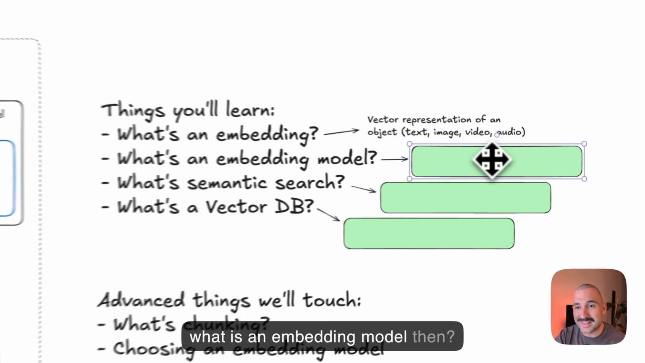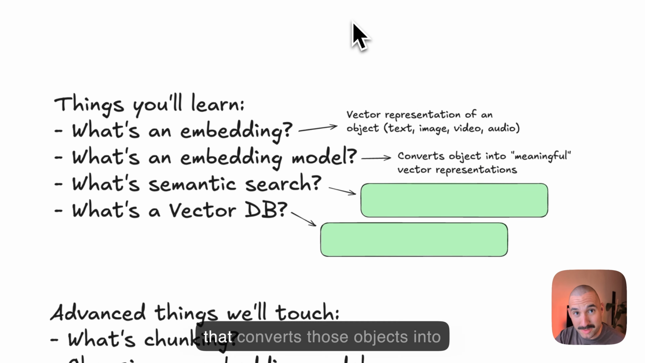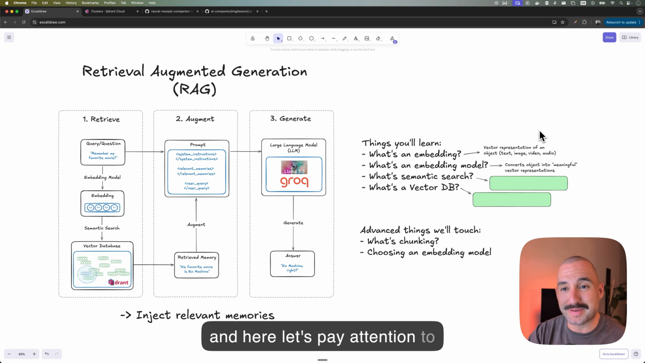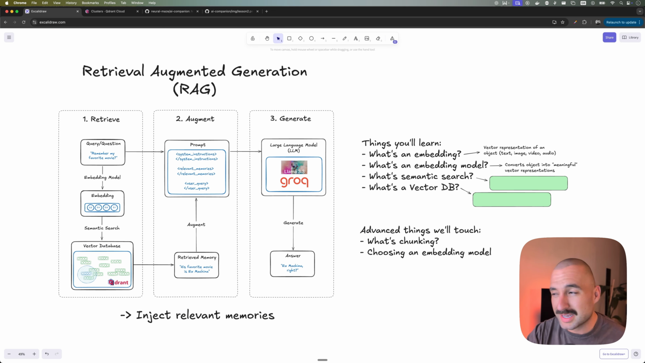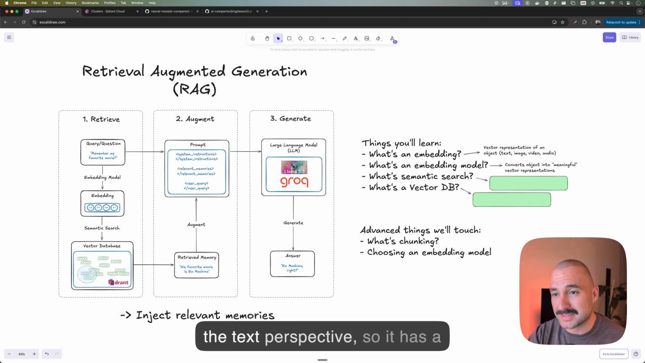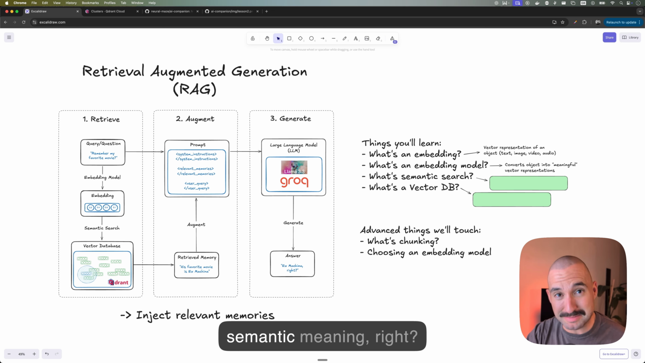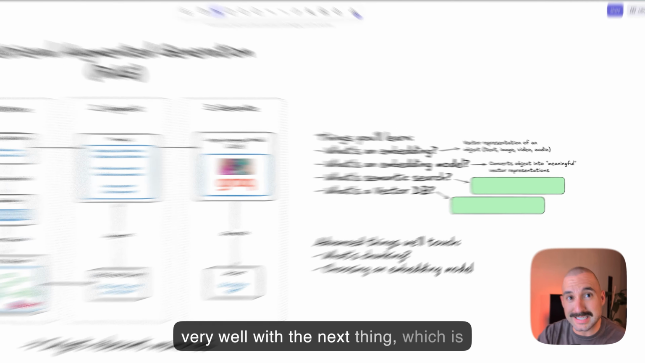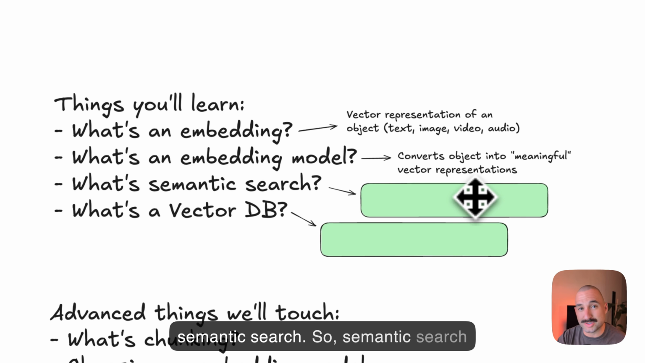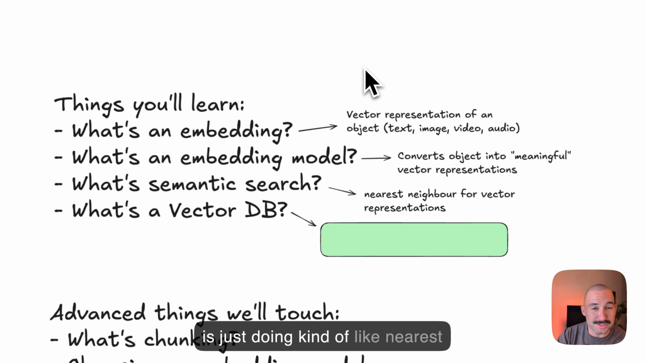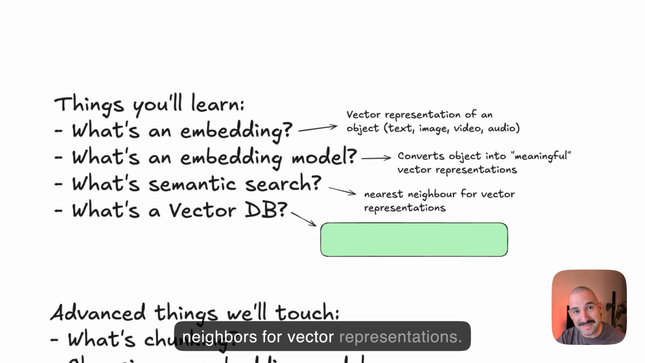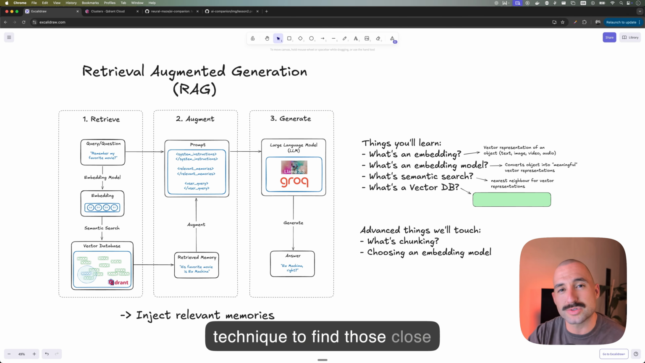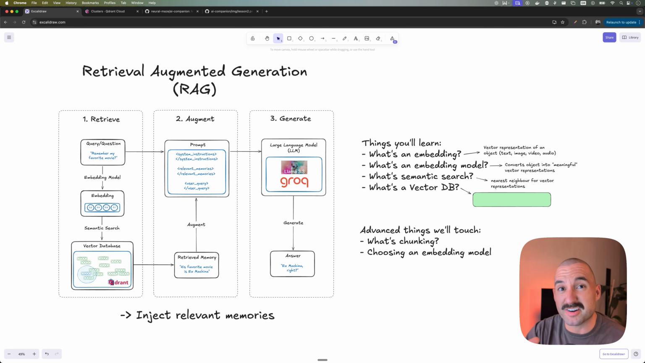So what is an embedding model then? An embedding model is a model that converts those objects into meaningful vector representations. Here let's pay attention to meaningful. By meaningful, let's understand it from the text perspective: it has a semantic meaning, right? And this concept of semantic meaning ties very well with the next thing, which is semantic search. Semantic search is just doing nearest neighbors for vector representations. And nearest neighbor, if you don't know, is a technique to find those close elements with regard to a distance.